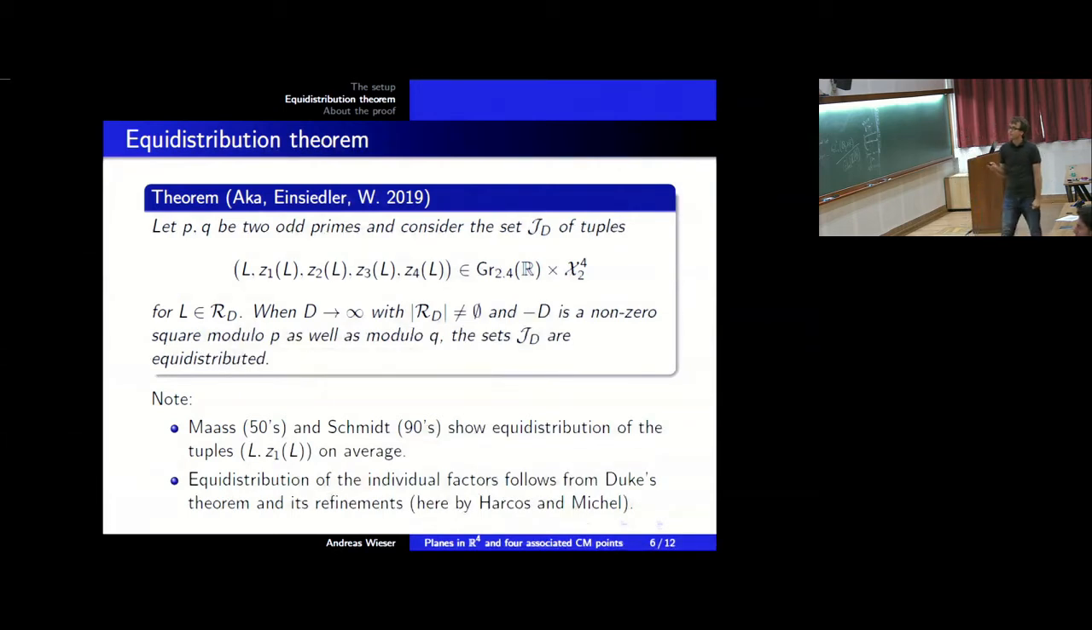Right. So if you stare at the individual factors, it's a joint equidistribution statement. If you stare at the individual factors, say just L, then the equidistribution follows from Duke's theorem. To be completely honest, what you see in here is not the full set of CM points, so ignore what this means. But it follows from some refinements of Duke's theorem, in this case from a theorem by Harcos and Michel. So that's the equidistribution of the individual factors.